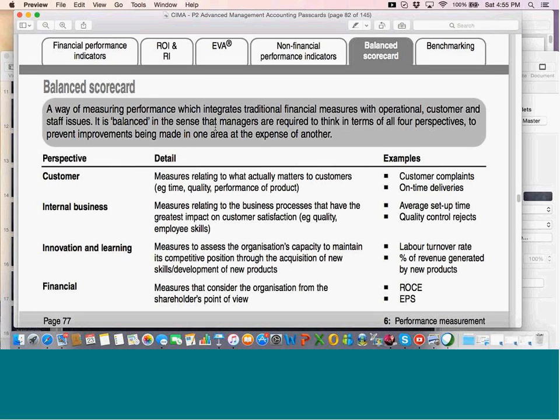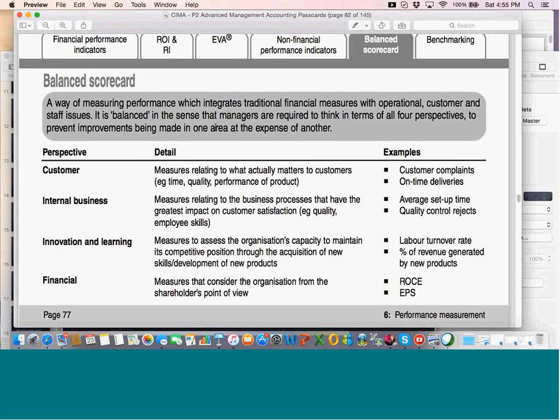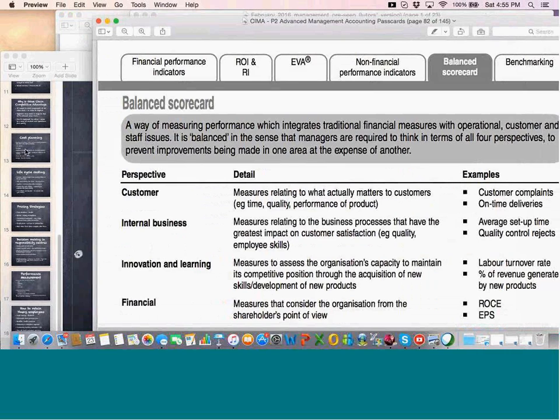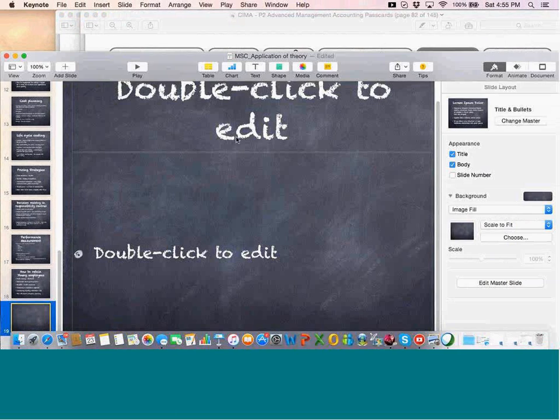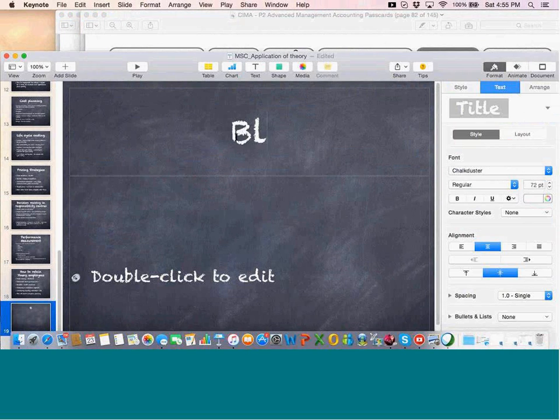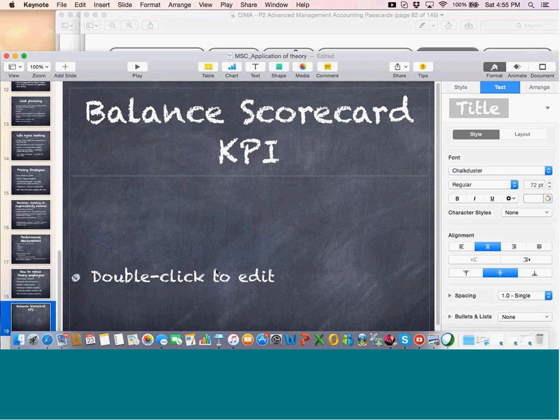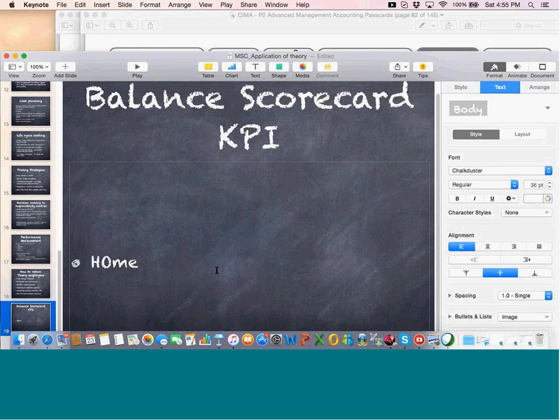So balanced scorecard, I think you guys are quite familiar with the balanced scorecard. So I'm not going to dwell too much on the balanced scorecard area, but what you will have to do is come up with a balanced scorecard, what would be the KPIs. So that would be kind of a homework. What do you think it would be?